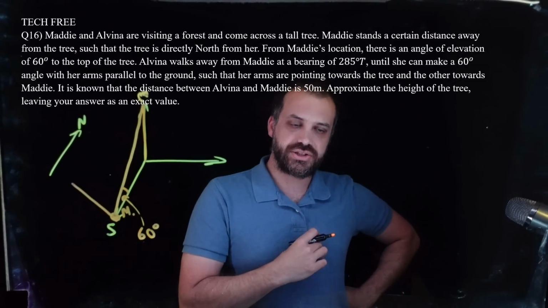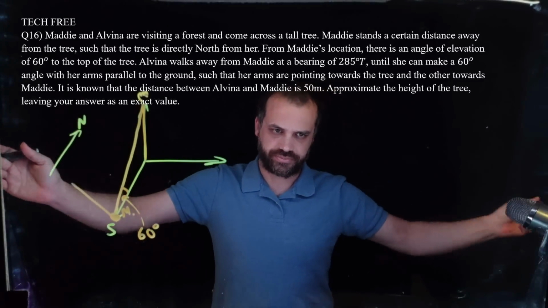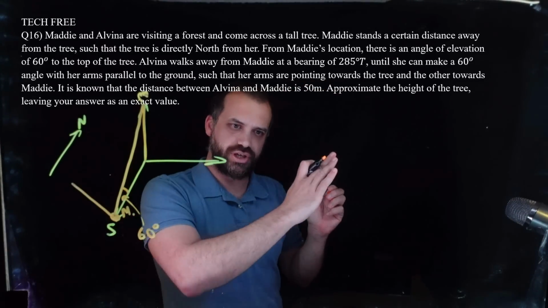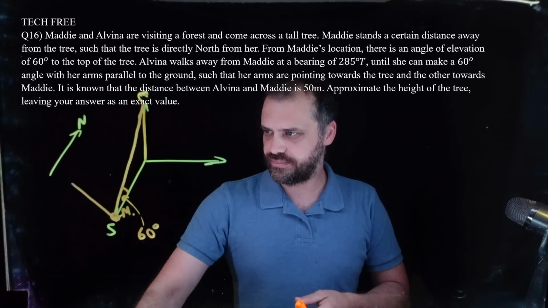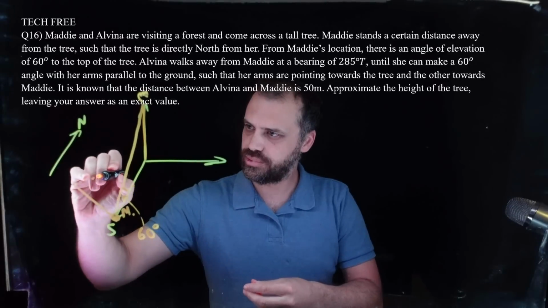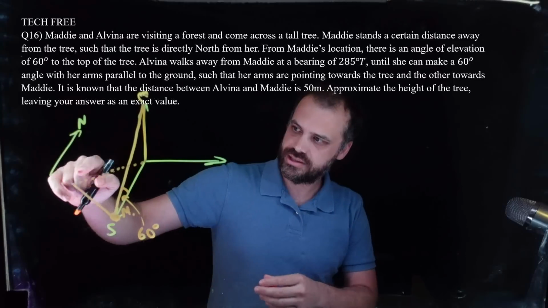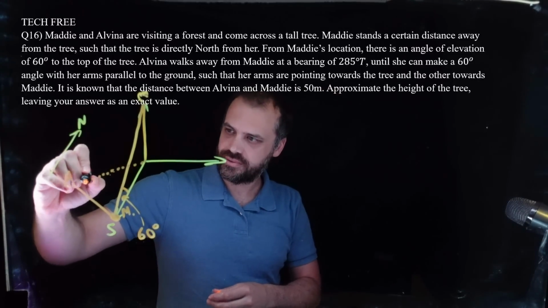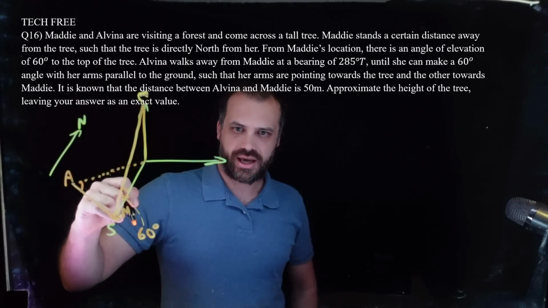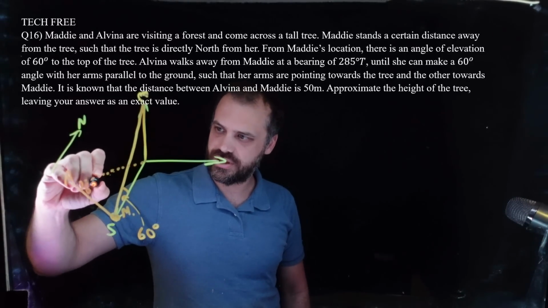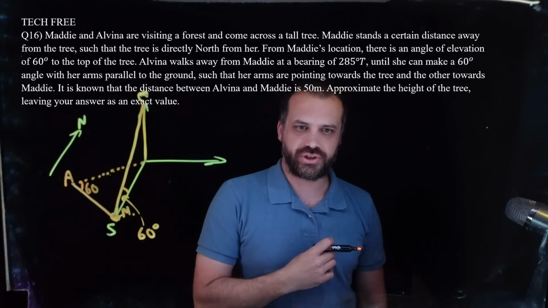And then it says until she can make a 60-degree angle with her arms, so that one arm's pointing to the tree and the other arm is pointing to Maddie. All right, so like a dotted line there. So that's Alvina, and there's a 60-degree angle between the tree and Maddie. 60-degree angle there. And I guess she can also look up at the tree as well if we wanted to.